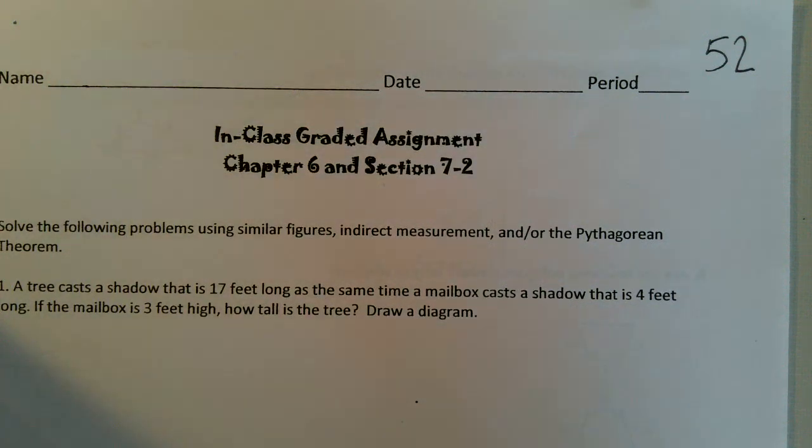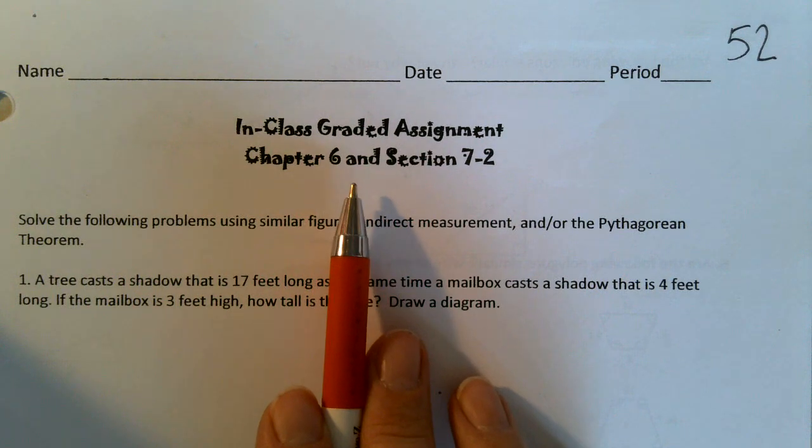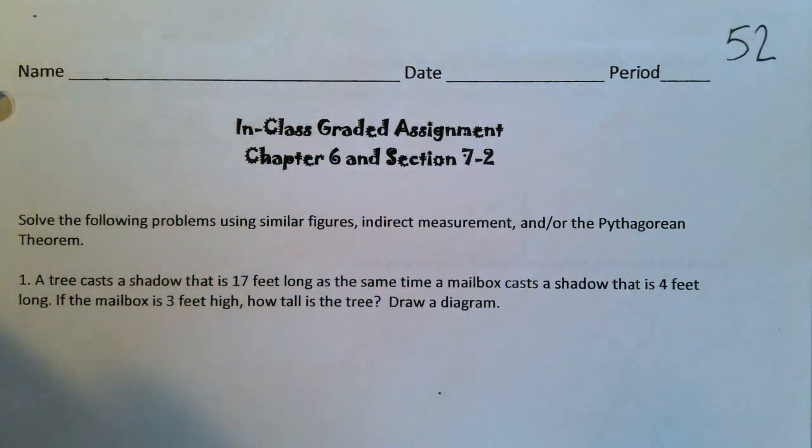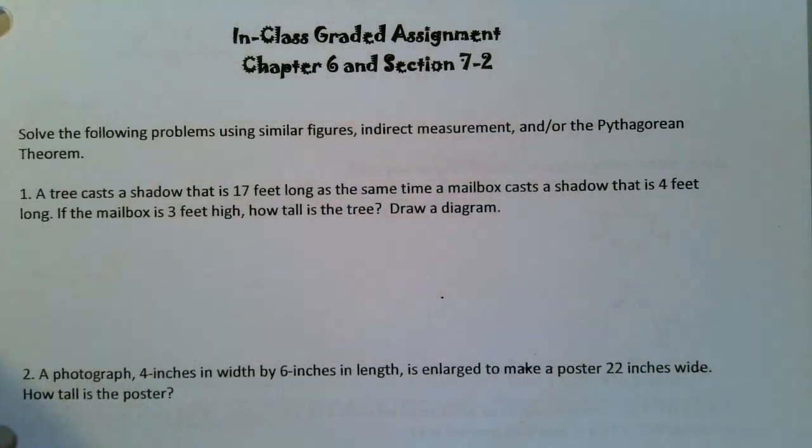We are looking at 52 today. It is our in-class graded assignment. Basically, it is covering our similar figures and Pythagorean theorem. So I think you guys are going to do pretty good with this, but I did want to help you and set up some problems with you.